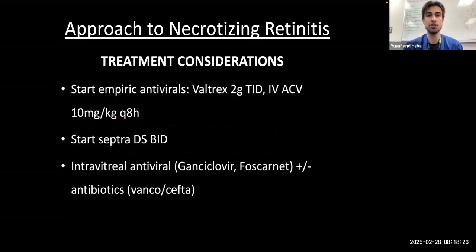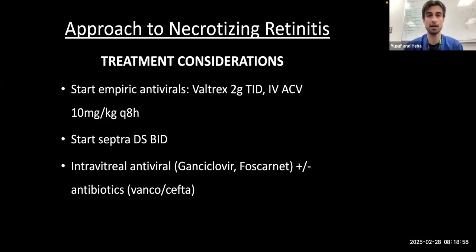For treatment considerations, if a patient's truly undifferentiated and you're not really sure what could be going on, it's useful to think of the worst possibilities. And for that reason, starting empiric antivirals at acute retinal necrosis dosing with Valtrex 2 grams 3 times a day, or oral or IV acyclovir if they're admitted, is a good starting point. But you can also start Septra at the double strength BID dosing in case you're not 100% sure whether it's a viral or a toxo case.